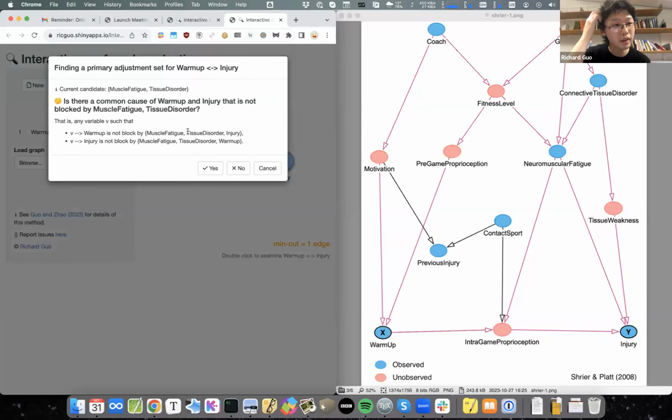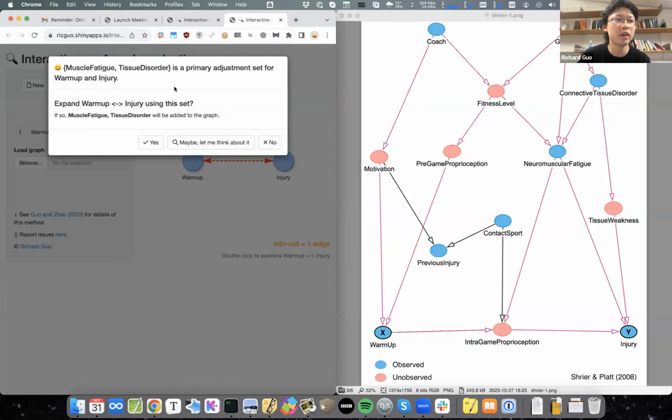Now it asks me again, is there a common cause of warm-up and injury that is not blocked by muscle fatigue and tissue disorder? Well, there's another common cause, which is coach, but if I think about it, coach only affects the outcome injury through muscle fatigue. So no, there's no more common cause. So now it's a smiley face. It tells me this wizard has gone through and found the primary adjustment set for this dashed bidirectional confounding arc between warm-up and injury, and that set is muscle fatigue and tissue disorder.